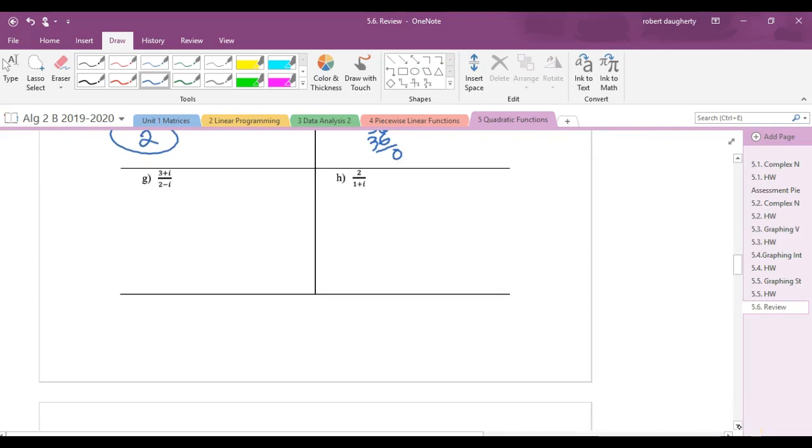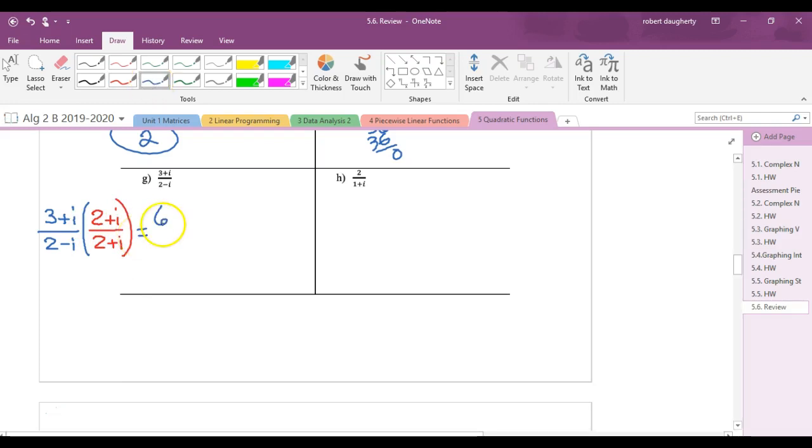And the last one, where you are rationalizing or dividing by a complex number, means you have to multiply by the complex conjugate. So there's (3 plus i) over (2 minus i). This has to be multiplied by (2 plus i) over (2 plus i). And then you FOIL the numerator and the denominator.